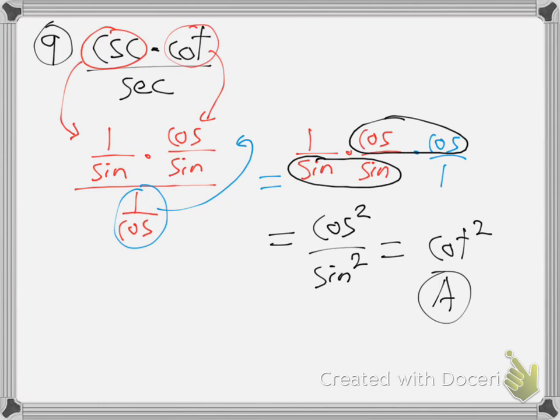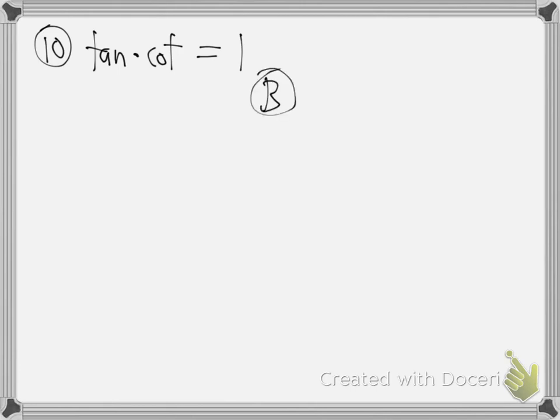All right, let's go on to number 10. Oh, 10's a nice one. Tangent times cotangent. That's just 1, isn't it? Because it's upside down, right? Cotangent's upside down. That's just 1. Answer B. That was nice. All right. On to number 11.